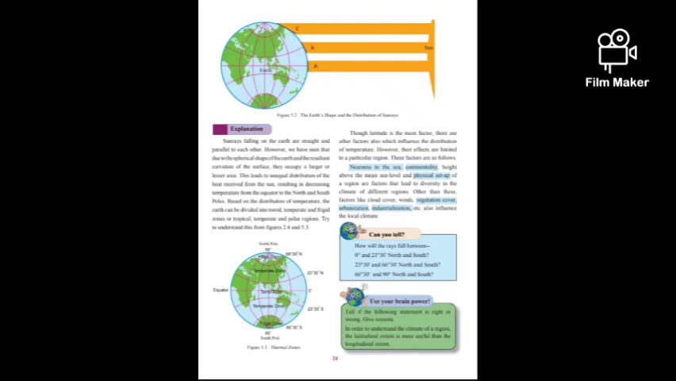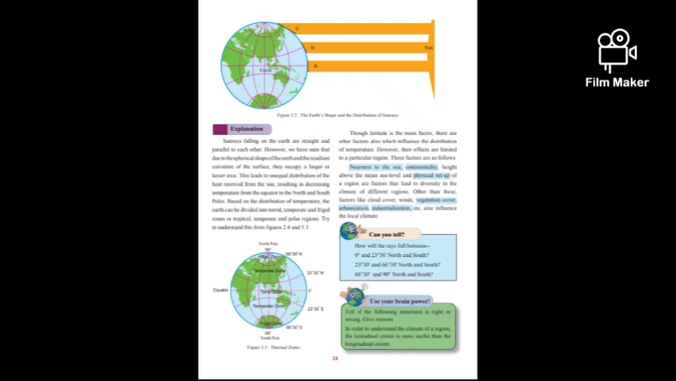It is nearness to the sea, continentality, height above the mean sea level, and physical setup of a region are factors that lead to diversity in the climate of a different region. Other than this, factors like cloud cover, winds, vegetation cover, urbanization, industrialization, etc. also influence the local climate. So these are all the other factors which influence the temperature of a particular region. Is this clear to you, children?